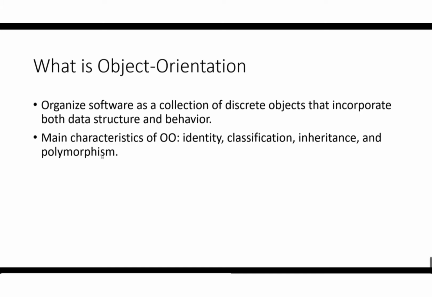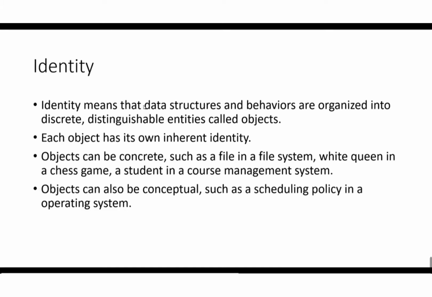So what are the main characteristics of OO? They mainly include identity, classification, inheritance, and polymorphism. So let's see them one by one. Identity means that structure and behaviors are organized into discrete, distinguishable entities called objects.